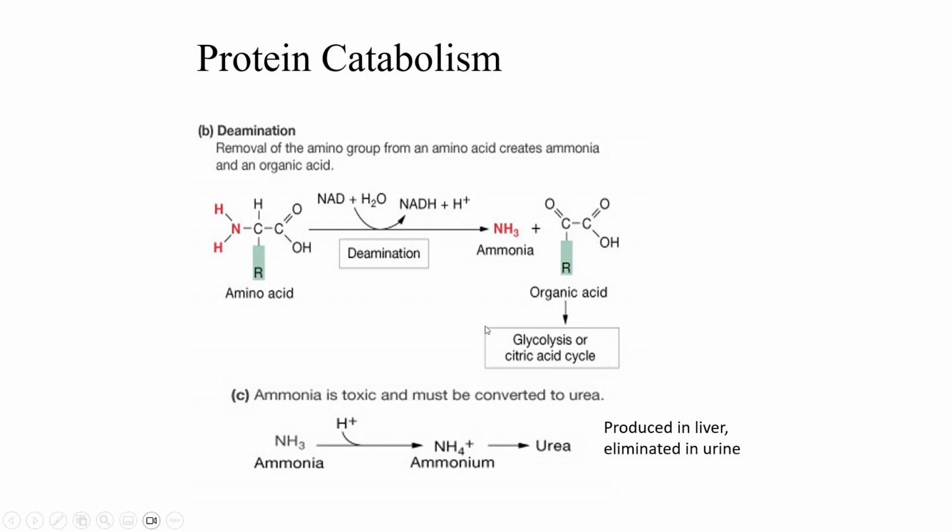Ammonia, though, is a waste product. It's toxic, and it must be converted to urea in order to be eliminated in the urine. So ammonia gets converted to ammonium, and then eventually through the urea cycle, it gets converted to urea. Urea is produced in the liver and eliminated in the urine.